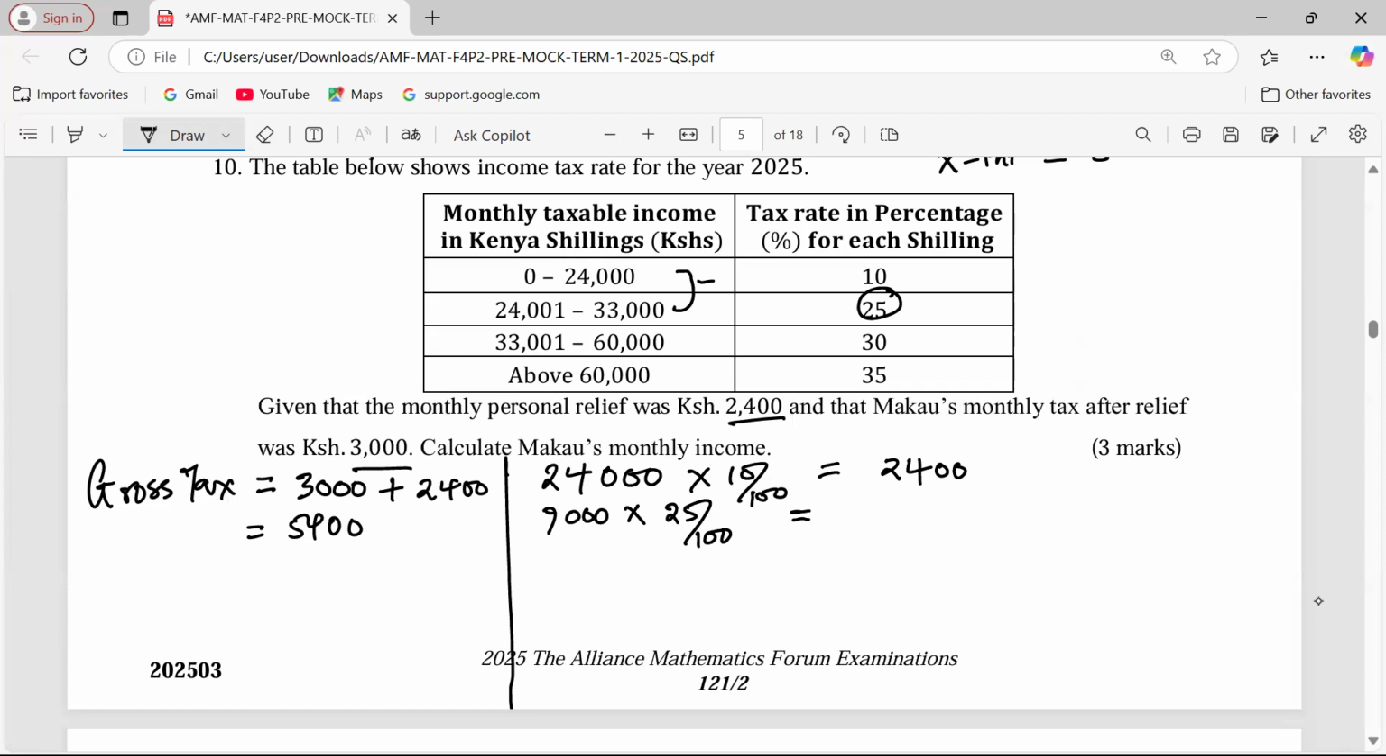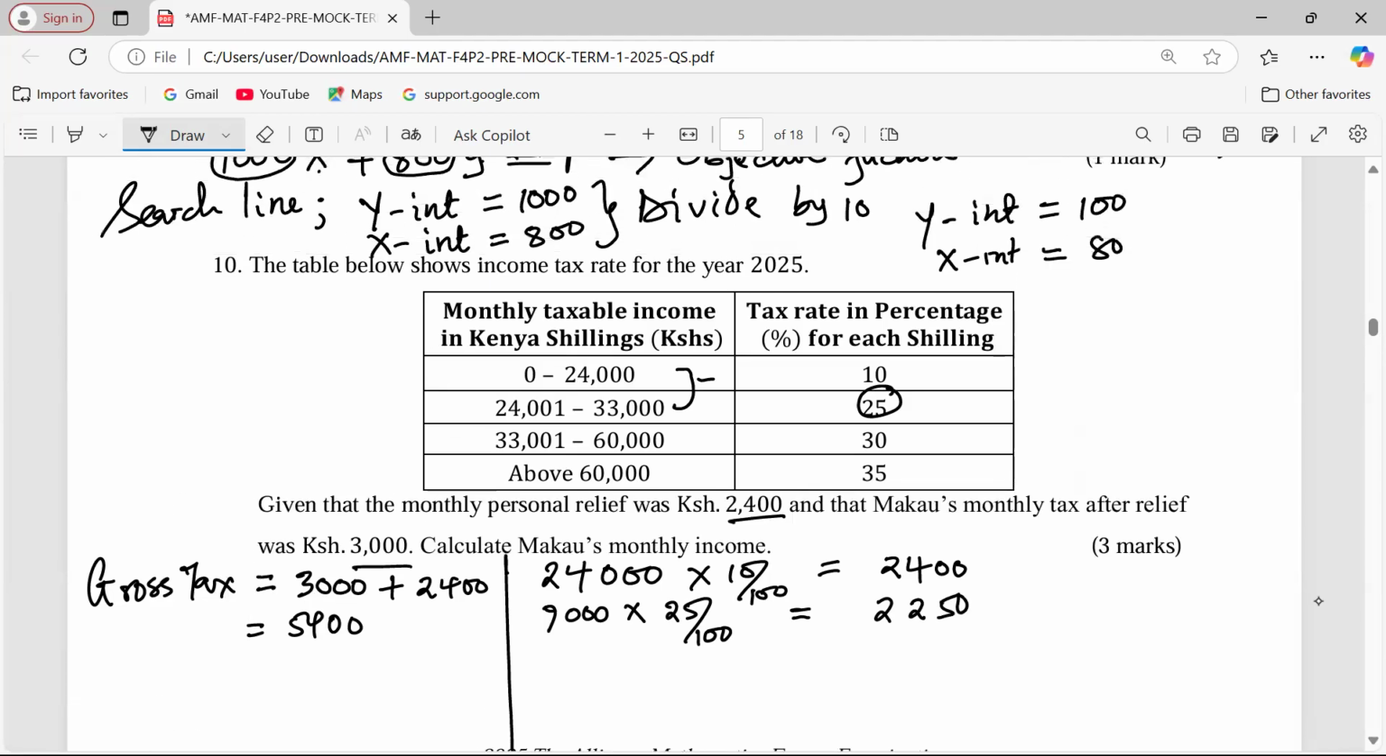So when you multiply this by 25%, you discover that the tax here is 2250. Remember, we have a maximum tax of 5400. So when we gauge the amount fully, which is in the third bracket, we'll be taking 60,000 and we subtract 33,000. That will be 27,000.